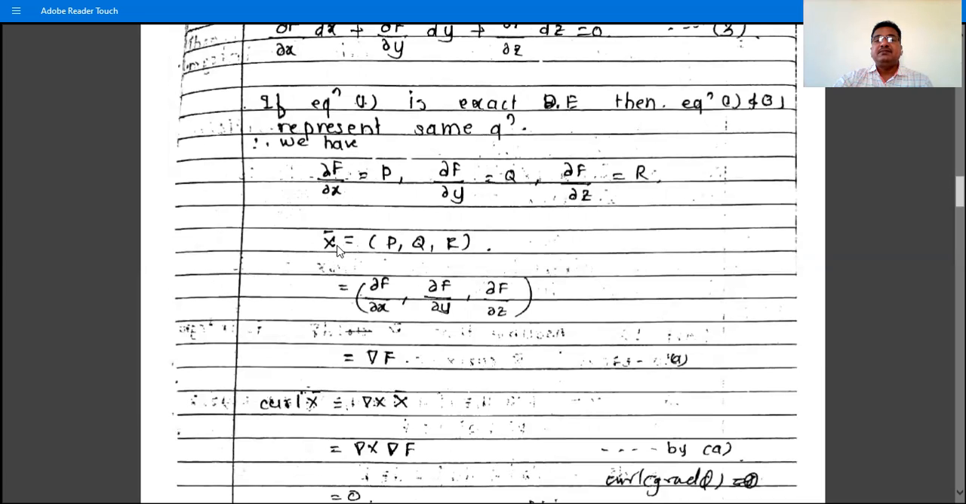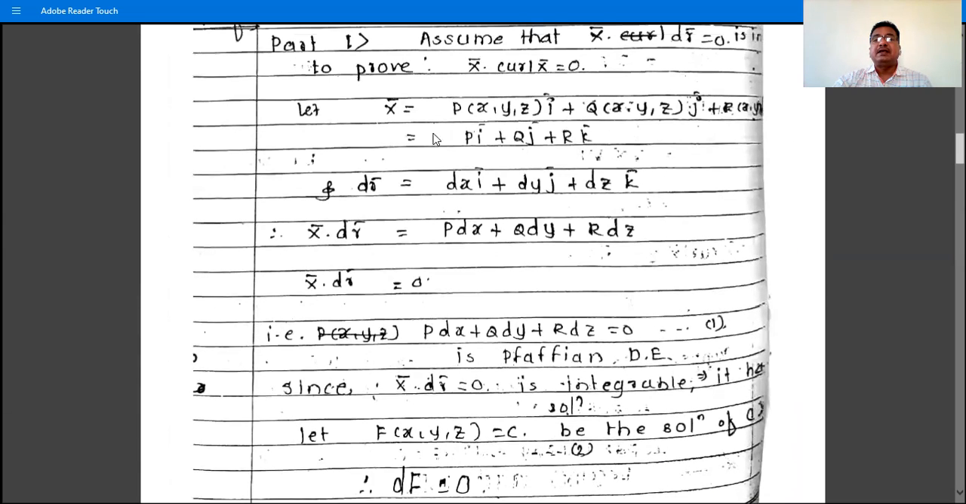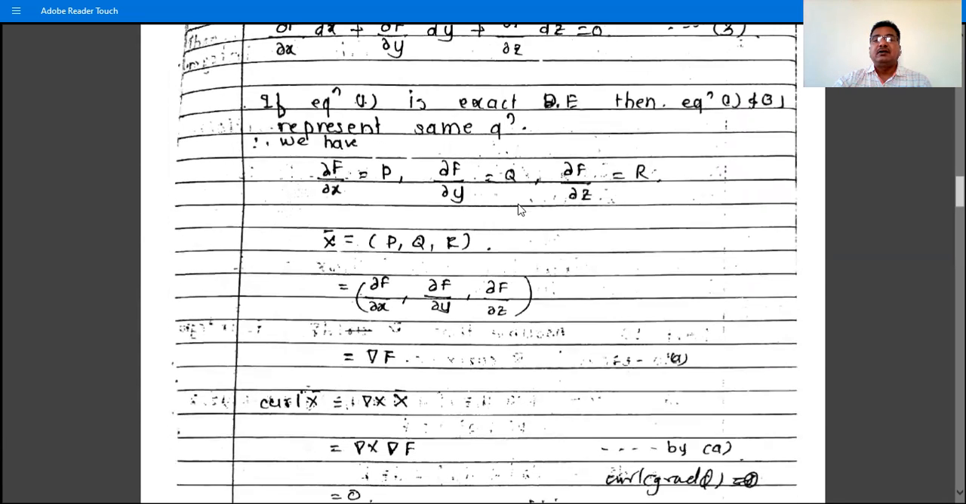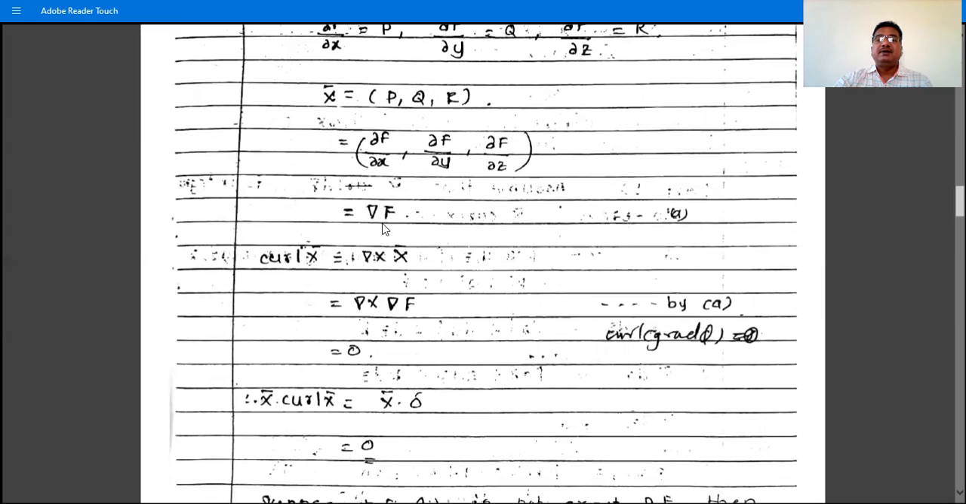So we have this, and therefore X bar is actually (P, Q, R) in round brackets, or write Pi plus Qj plus Rk. This X bar is what? Pi plus Qj plus Rk, right? Either in the form of ijk or in round brackets (P, Q, R). So this is another form of representation of a vector. Then P is ∂F/∂x, Q is ∂F/∂y, R is ∂F/∂z. This is del F, or grad F. ∂/∂x i, ∂/∂y j, ∂/∂z k is the definition of grad F.